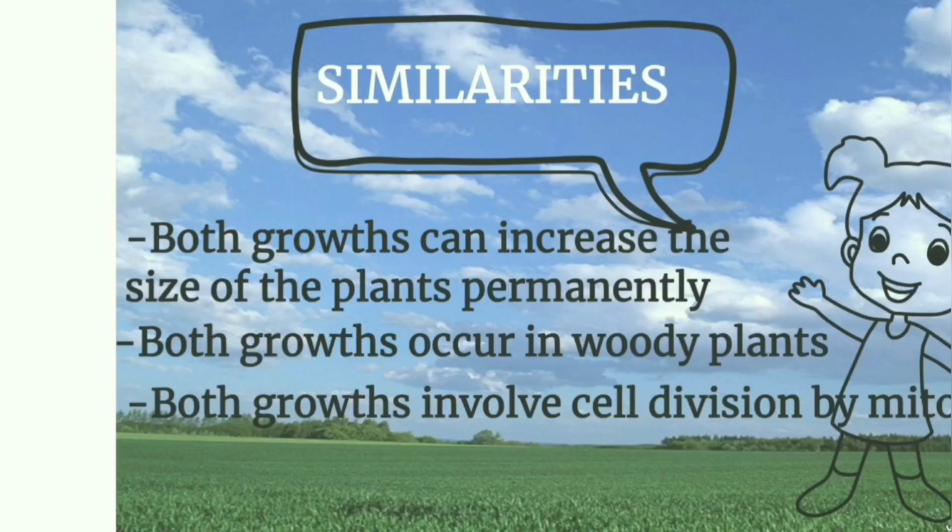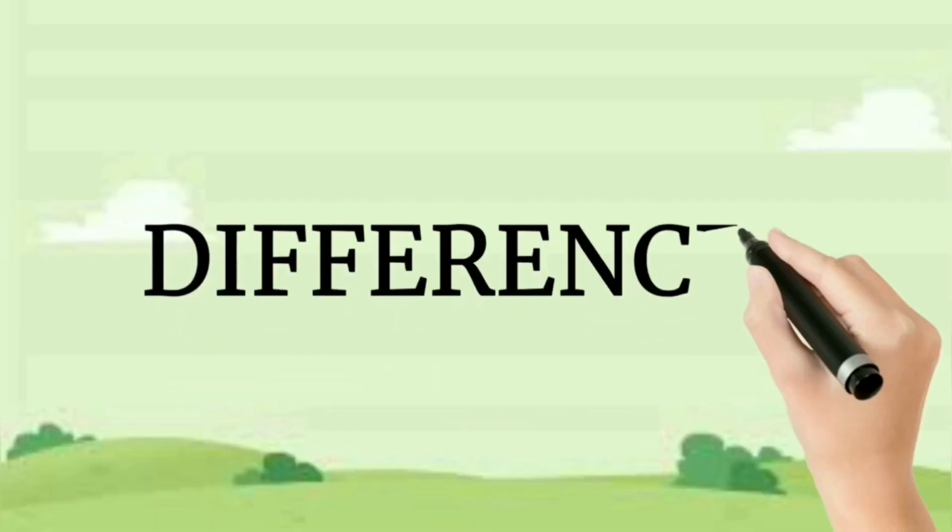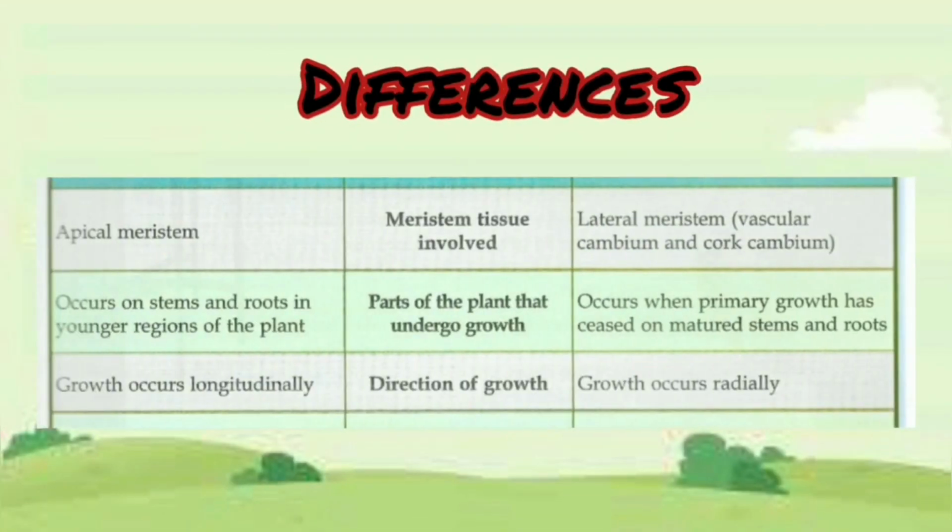Next, we look at their differences. First aspect is meristem tissue involved. For primary growth, it is apical meristem, and for secondary growth, it is lateral meristem, which is vascular cambium and cork cambium. Second, part of the plant that undergoes growth. For primary, it occurs on stem and root in younger region of the plant. For secondary, it occurs when primary growth has ended, in matured stem and root.